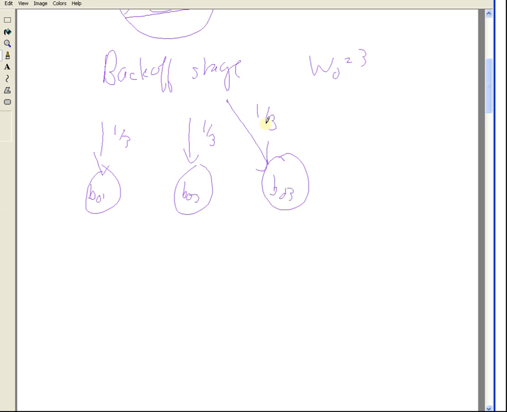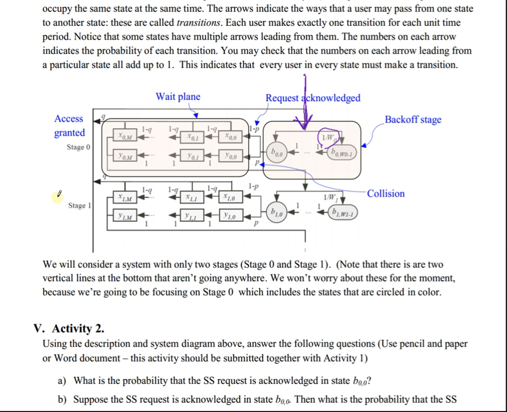Now, once I'm into the back-off stage, I move to the left with probability 1. So for instance, if I enter the system in the middle state, on the next clock tick, I'd move here. Then on the next clock tick, I'd move out of the back-off stage. All right, so that's the back-off stage.